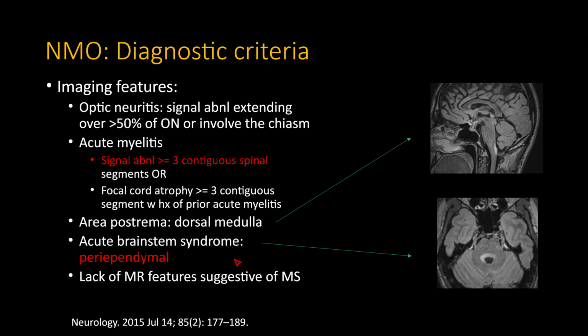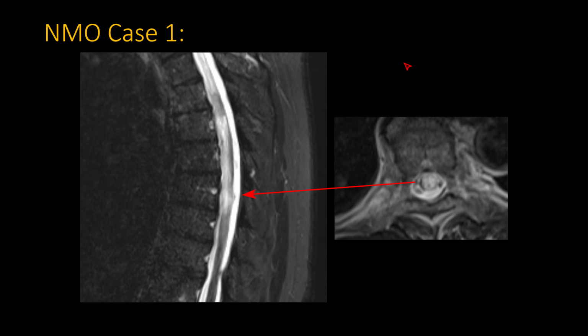So it's not quite as simple as the McDonald criteria for MS. And importantly, you need to have a lack of MR features suggestive of MS. So if you see things in your imaging that are suggestive of MS, you should make a note of them so that people know that this last condition is not necessarily met. Now I'm going to show you some cases of NMO, in particular the myelitis of NMO.